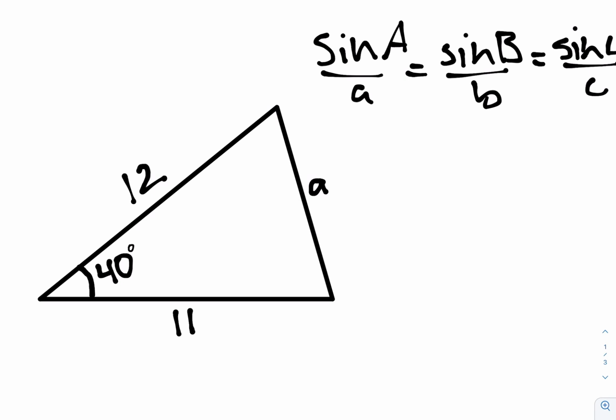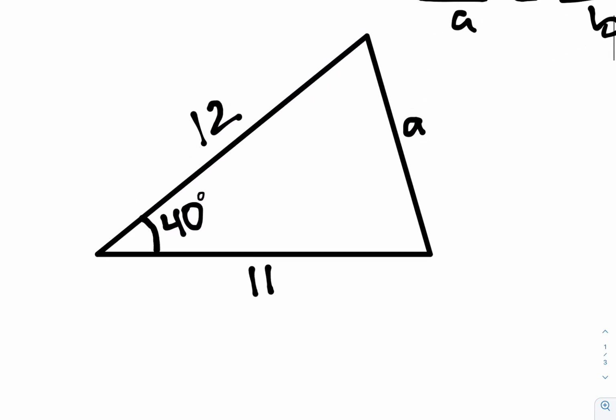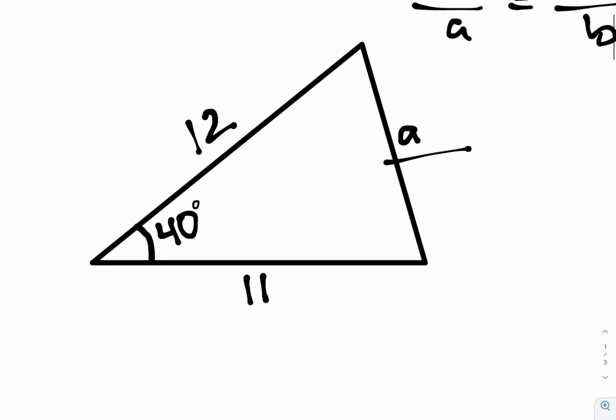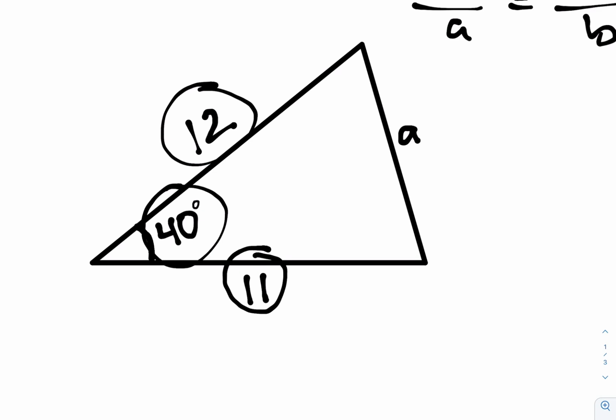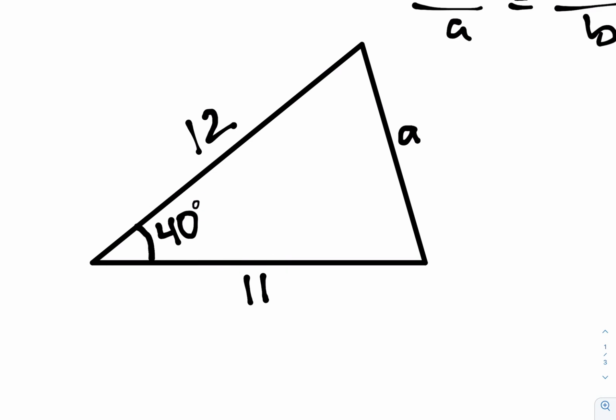Okay, so for the sine law, let's check out this triangle and see if we can use it to figure out this a value here. So we're given this 12, this 40 degrees, and this 11. So notice that the order of information we're given is side, angle, side. Okay, anytime we're given side, angle, side, that's an indication we're going to use the cosine law.